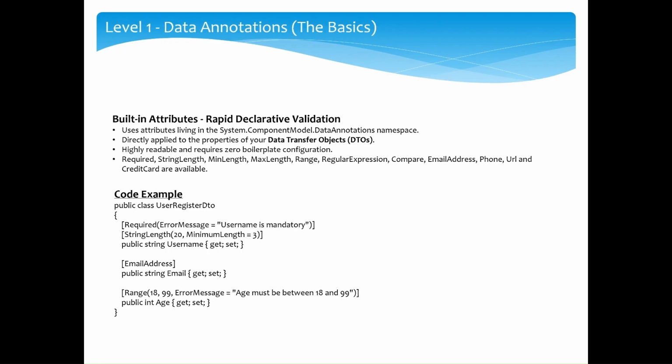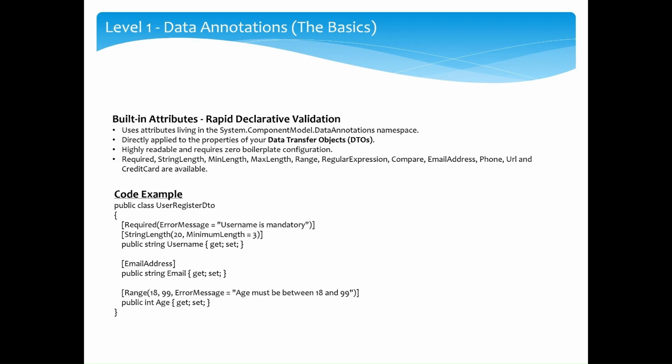Let's start with level 1, data annotations. This is the easiest, most common way to enforce validation rules in modern .NET. By pulling in the System.ComponentModel.DataAnnotations namespace, you can add declarative tags right above your properties. It's fast, readable, and takes zero extra setup boilerplate. Out of the box, Microsoft provides built-in attributes like Required, StringLength, Range, EmailAddress, Phone, and RegularExpression. Let's see what this looks like in actual code.